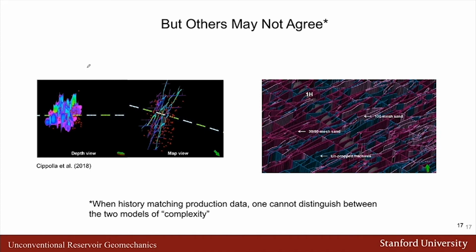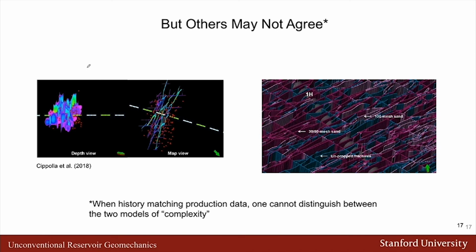I think it's quite imaginative, however representative it is. I have my doubts, but nonetheless, when you come right down to it, and what we will show in future lectures, is when you're history matching production. In other words, when you're trying to understand the drop-off of production with time from these unconventional reservoirs, which I've already talked about, one cannot really distinguish between these various models of complexity.